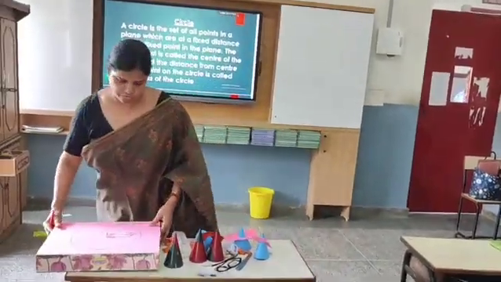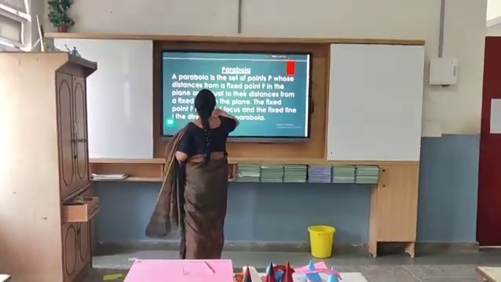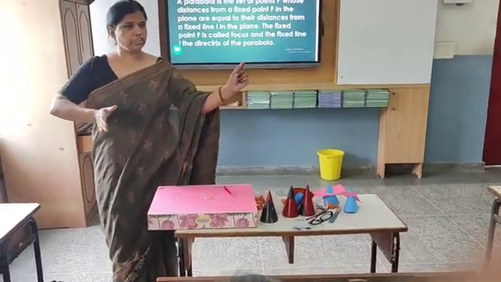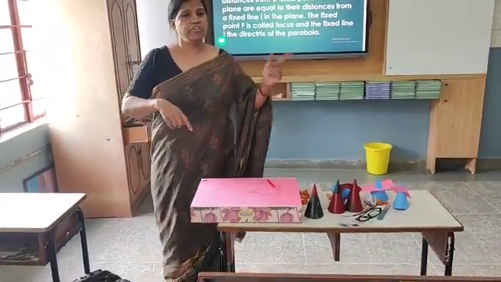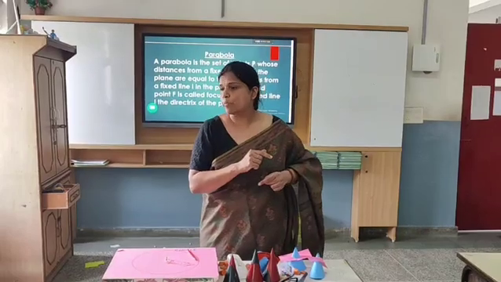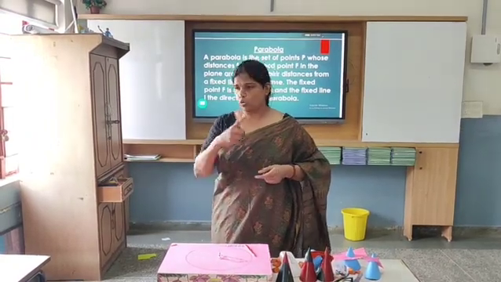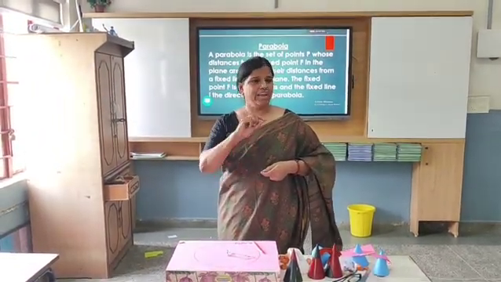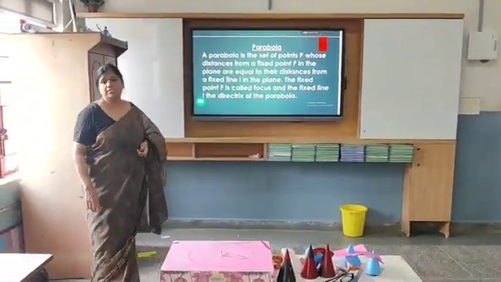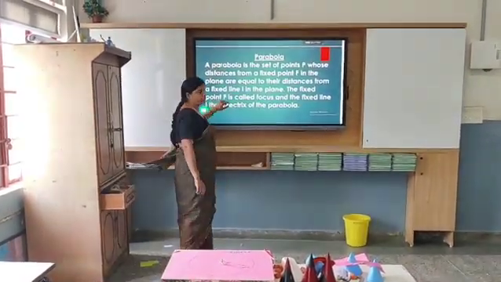Now the next type of section is the parabola. In the parabola, we have one fixed line and one fixed point. The distance of a point from the fixed point and from the fixed line always remains equal. In the next class, we'll do one more activity in which we learn how to draw the parabola with the help of nails and rubber bands. The fixed line is referred to as the directrix of the parabola, and the fixed point is referred to as the focus of the parabola.